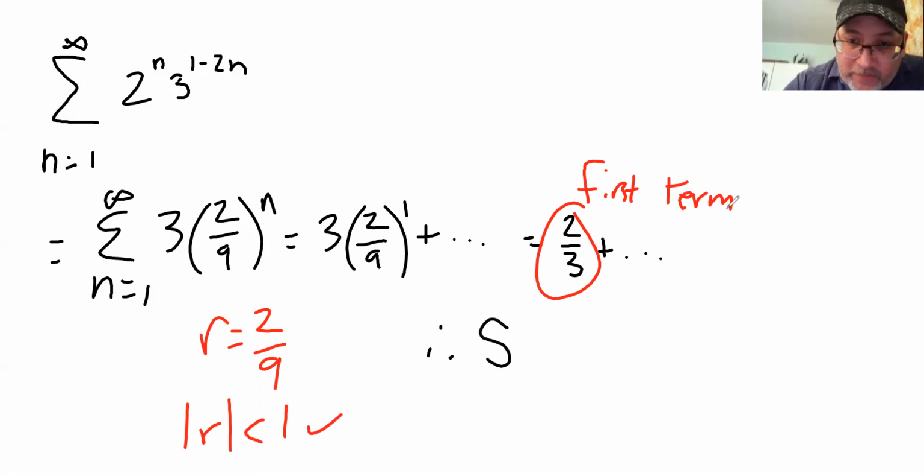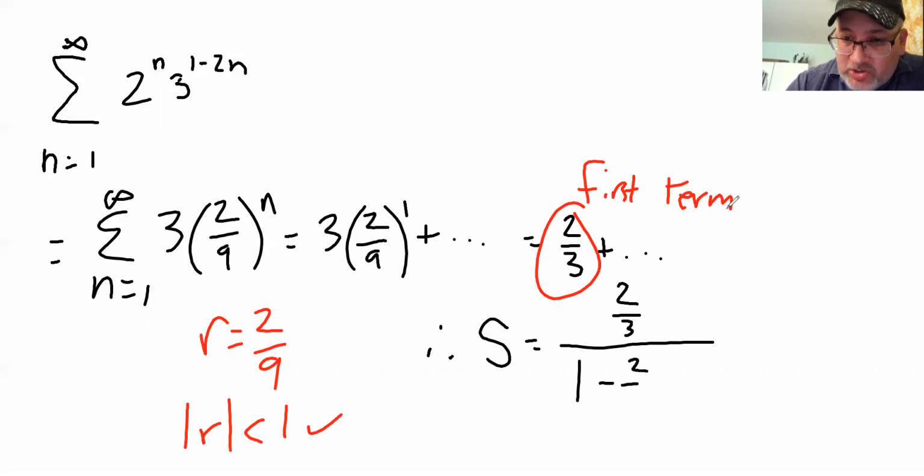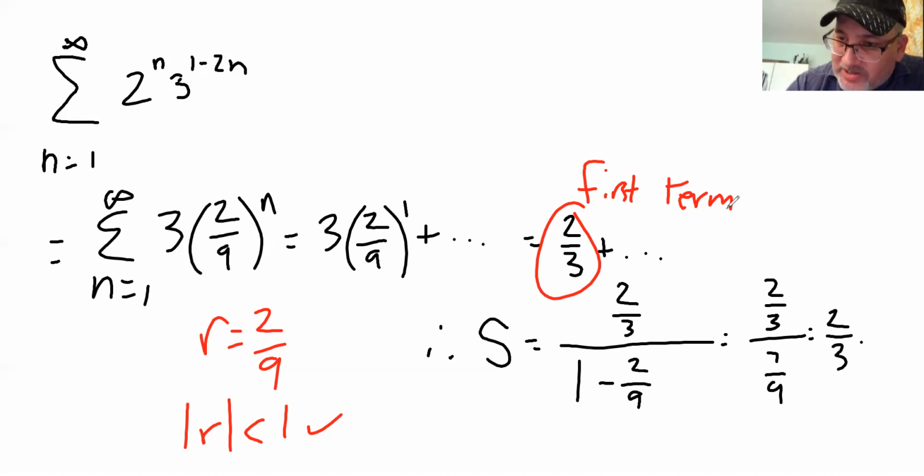Therefore, the series converges to the sum of the first term, which is 2/3, over 1 minus the ratio, which is 2/9. Don't you ever leave an answer like this. 1 minus 2/9 is 7/9. 2/3 divided by 7/9 is the same as 2/3 times 9/7. And if we reduce that and multiply, we get 6/7 for the sum.